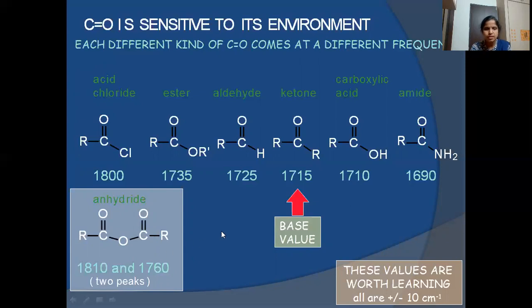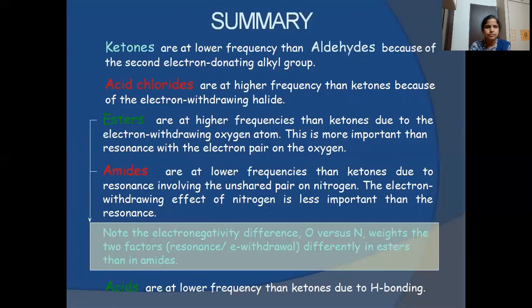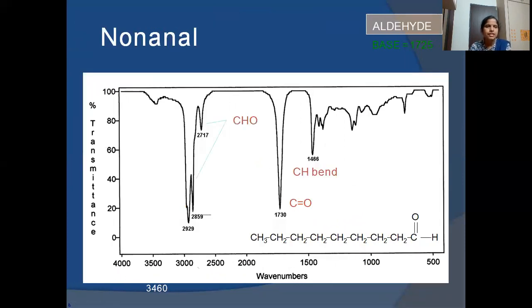So now we'll see an example for each individual functional group. First, the same thing again, 2-butanone, we have covered this example. Then we'll move to another one, the aldehyde functional group. Aldehydes will have higher C=O frequencies. You can see this is nonanal, 9 carbons with an aldehyde functional group.